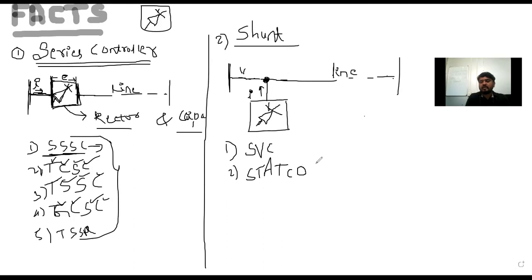Anyone, can you tell the long form of SVC? Yes? I'm asking you people only.